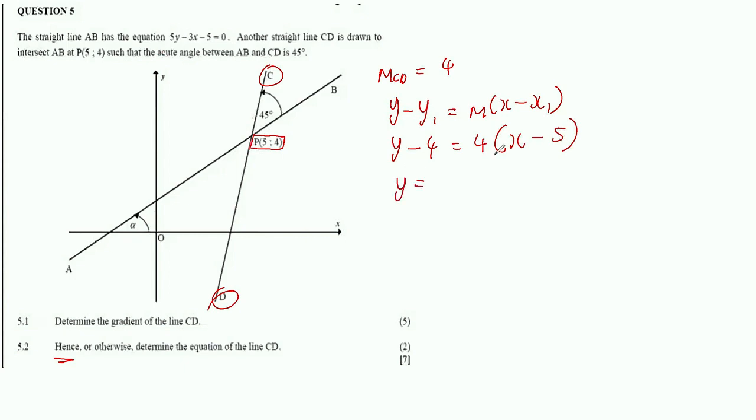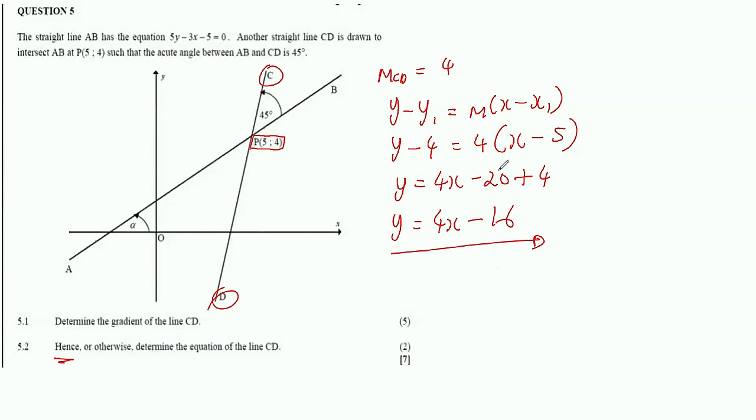So we have y = 4 times x, which is 4x. 4 times negative 5, that's negative 20. Then if we transpose the negative 4, that's plus 4. Then y = 4x - 16. Then just like that, you have your 2 marks, right?